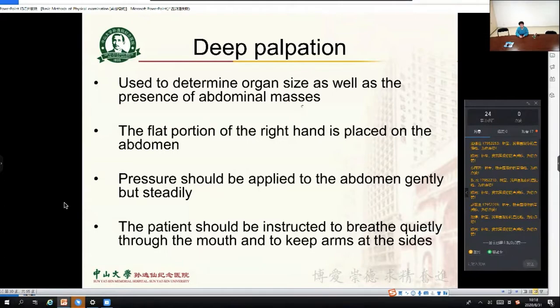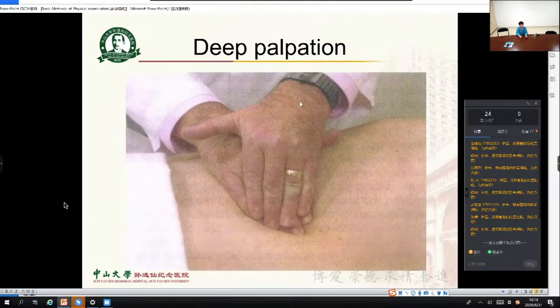So the second thing is the deep palpation. We use this to determine the organ size as well as the presence of abdominal masses. The flat portion of the right hand is placed on the abdomen. Pressure should be applied to the abdomen gently but steadily. The patient should be instructed to breathe quietly through the mouth and to keep arms at both sides. Now I will show you the figure of deep palpation.